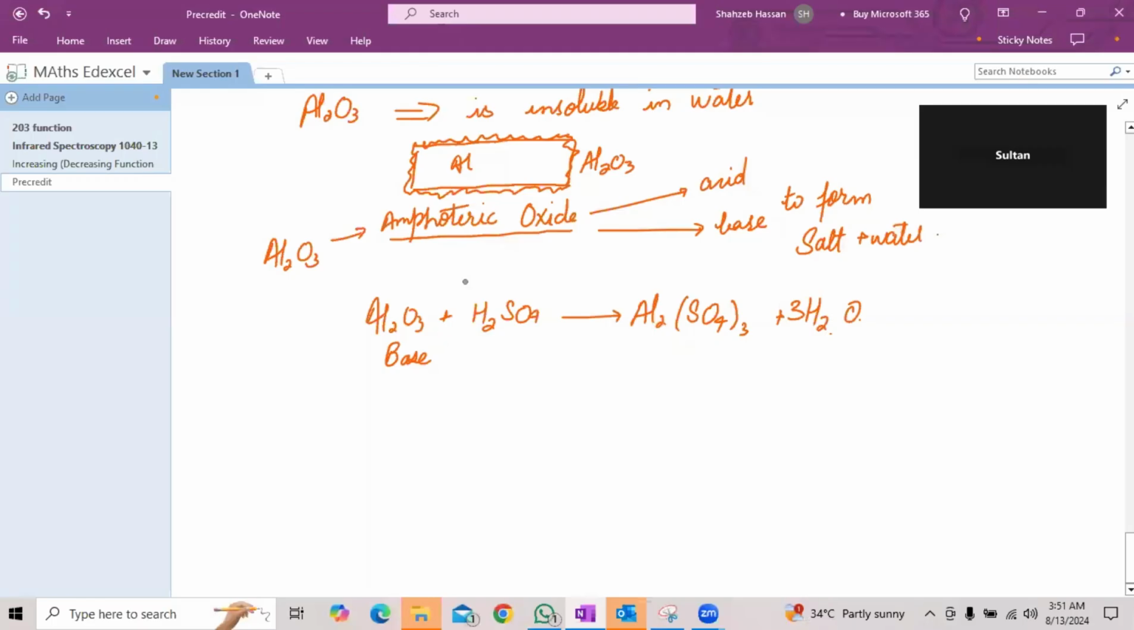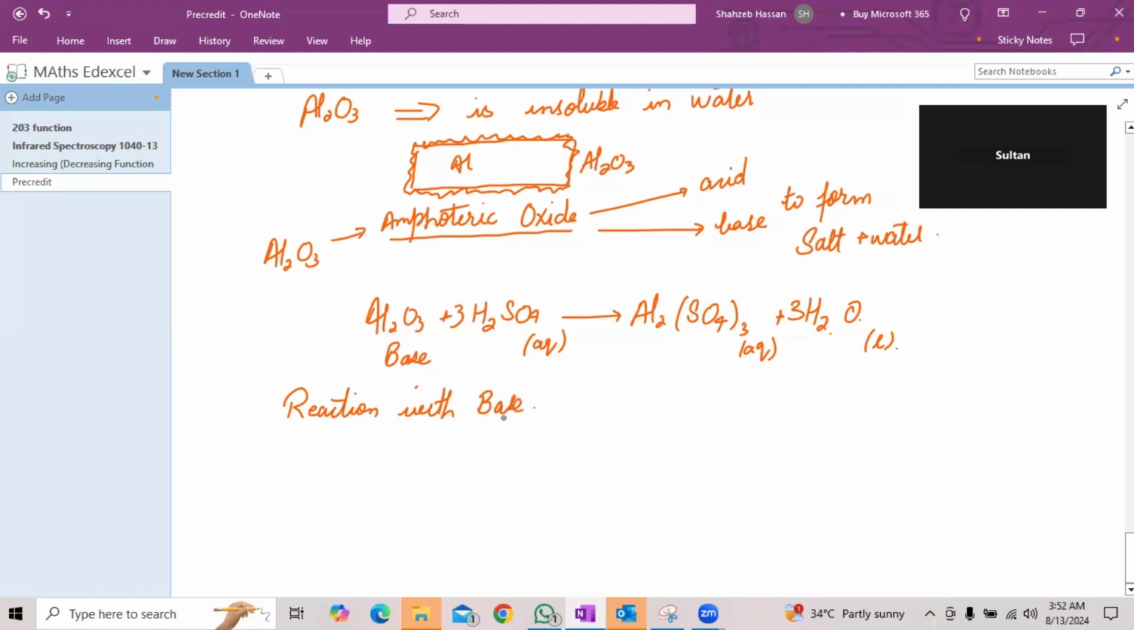So aluminium oxide is reacting with this acid, which is in aqueous form, and would form aluminium sulfate, which is also in aqueous form, and water in liquid form. Let's balance it. There are three sulfate ions, so I'm going to put three here, and that is why I have to put three over there as well.